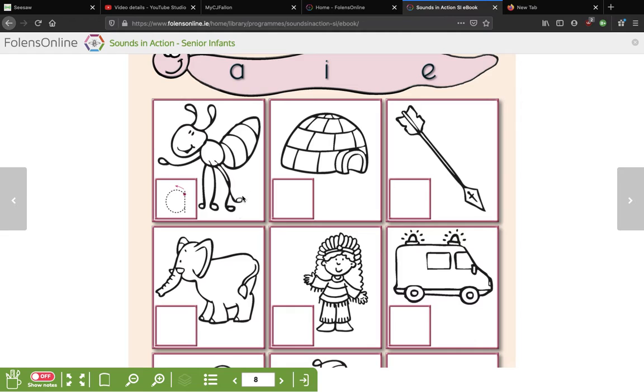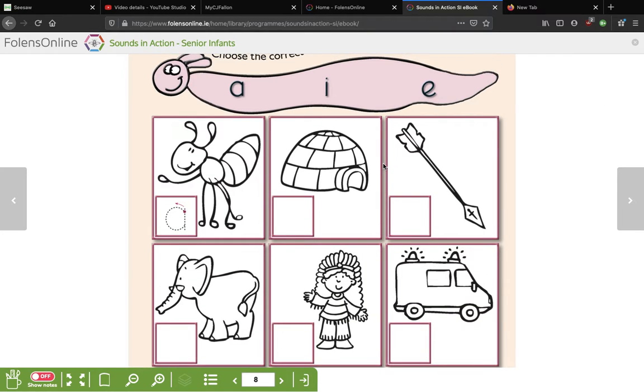So the first one is done for us. Can you guess what that picture is? It starts with a, and it is an ant. Ant. This one here is a home made out of ice, and it is called an igloo. An igloo. So would that start with a, I, or e? And I want you to write down whichever one you think it starts with. Igloo. Over here we have an arrow.